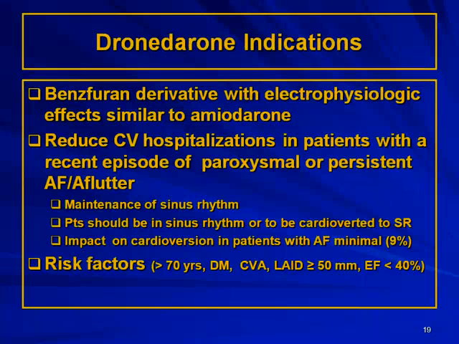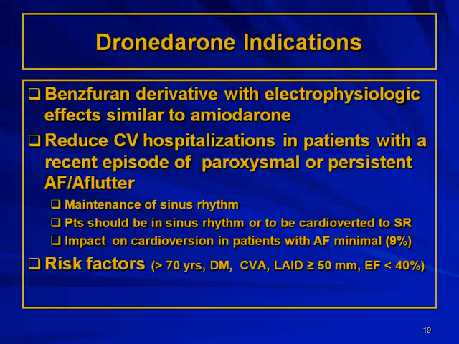Well, I mentioned a new antiarrhythmic drug. We want to spend a few minutes talking about dronedarone. Again, it's been on the market for a few months, came on the market in 2009. It is a benzfuran derivative with electrophysiologic properties very similar to amiodarone, but it doesn't have the iodine component that amiodarone has. Its specific indication is to reduce cardiovascular hospitalization in patients with a recent episode of paroxysmal or persistent atrial fibrillation or atrial flutter or both.